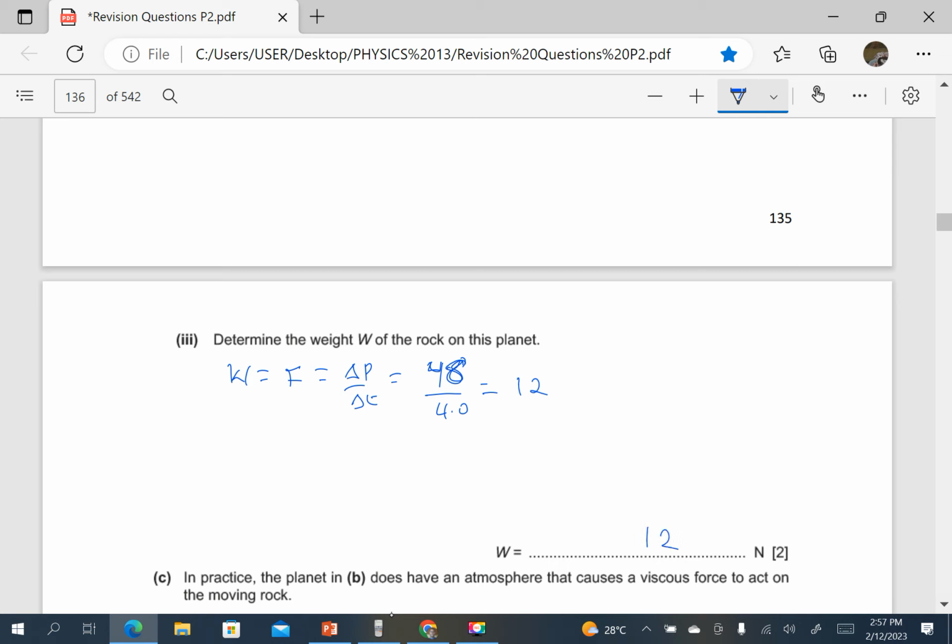Alternatively, we can first find the acceleration due to gravity by getting the change in velocity over time, then multiply by the mass. It is the same thing here.